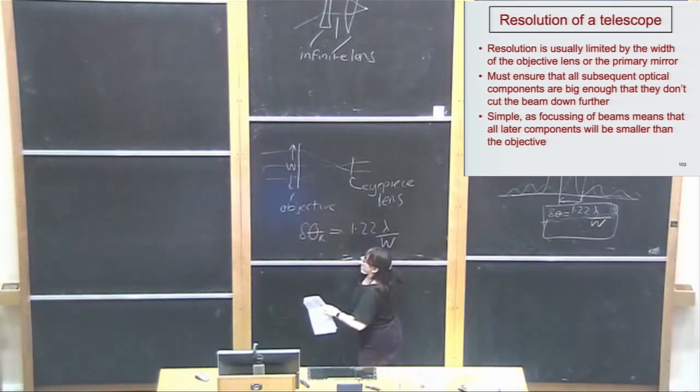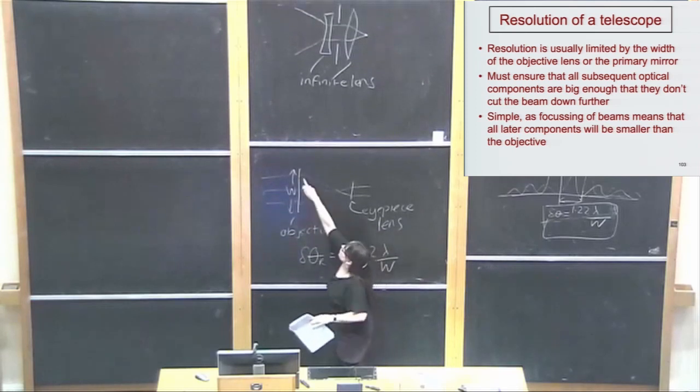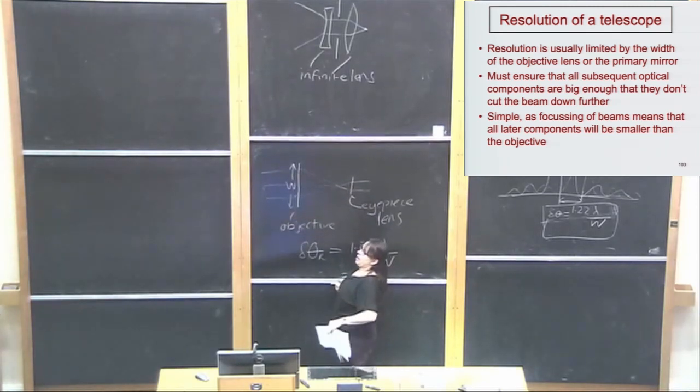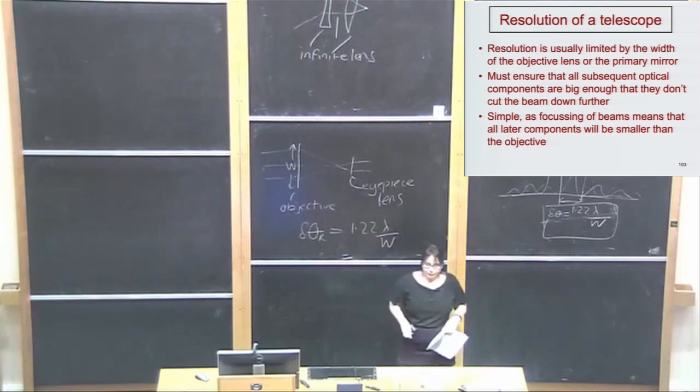And fortunately, it's quite easy to do that because, of course, these rays have converged. You only need to let them diverge just a little way, and then you can put still quite a small eyepiece lens there, but you need it to be big enough to capture the whole parcel. Okay.